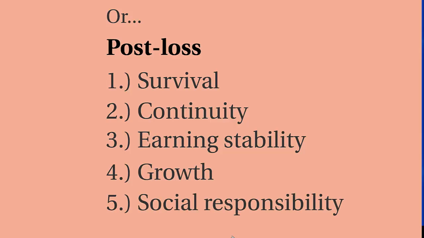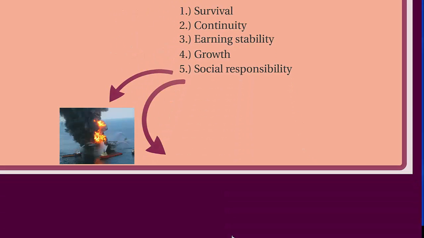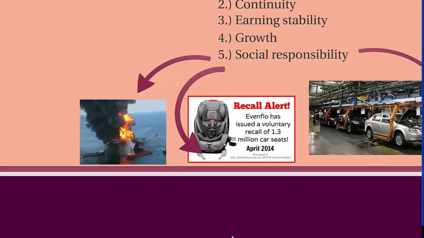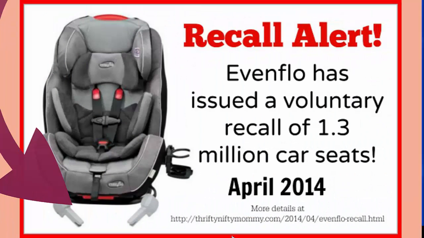And switching gears a little bit, social responsibility, which some consider more of a pre-loss goal, but it's listed as a post-loss goal in your text. Social responsibility includes things like making decisions about how to handle crises, such as the BP oil spill. Recalling products that might be dangerous. This is always a difficult decision for an organization because the cost to recall products is very expensive.